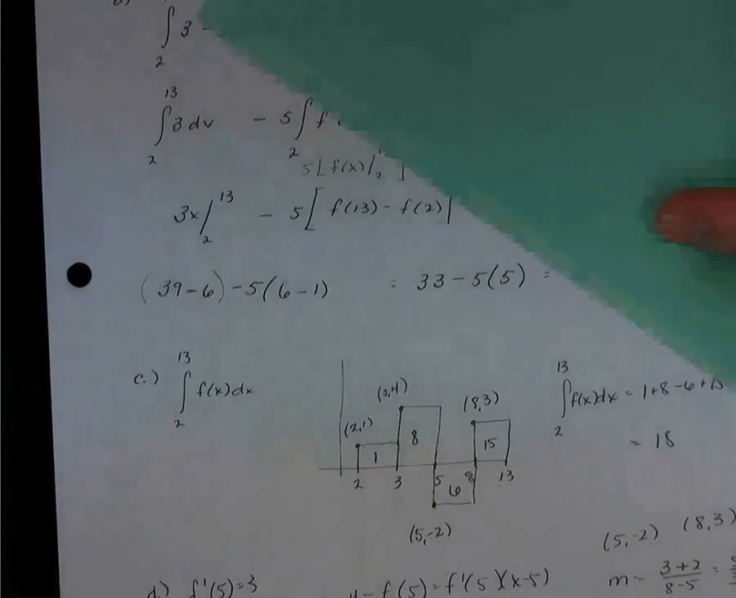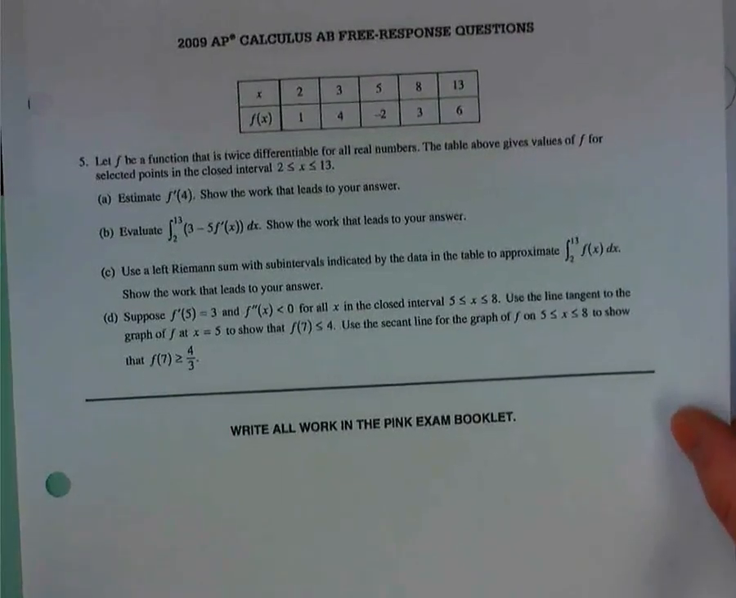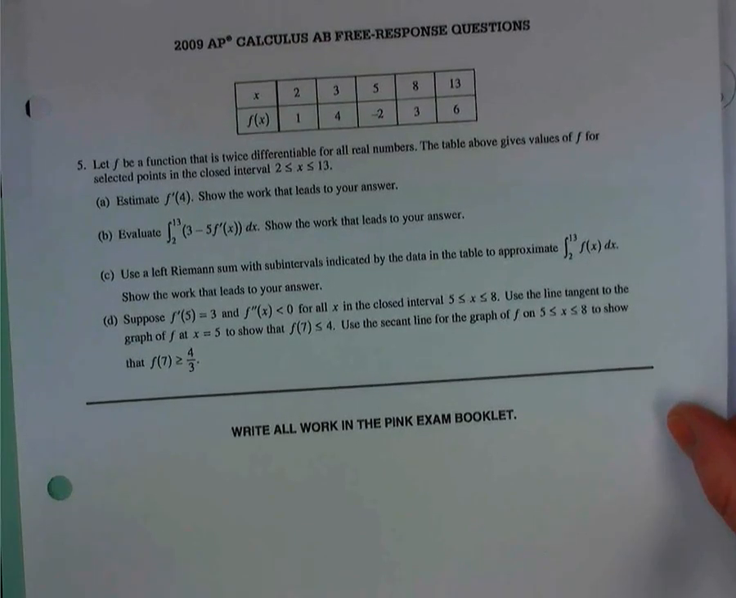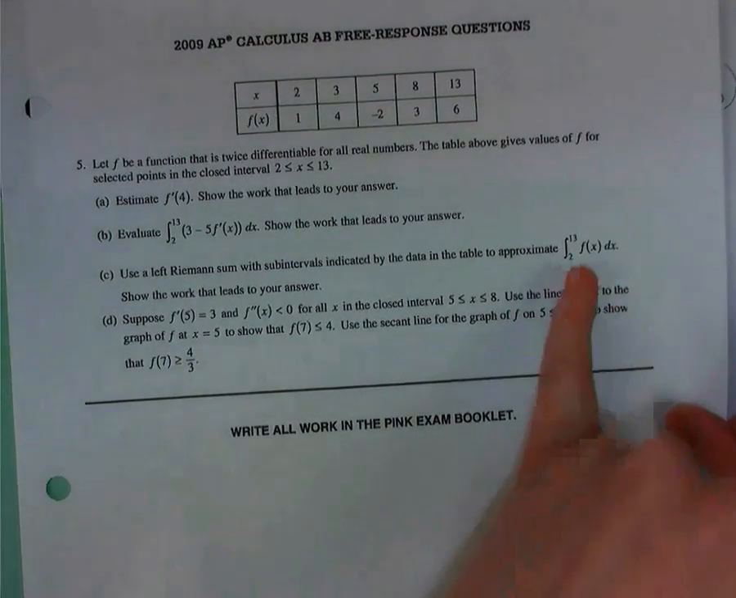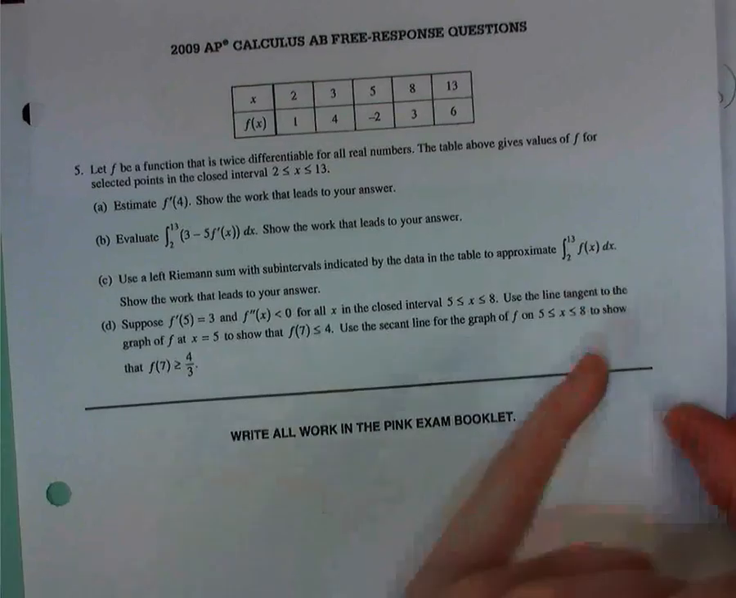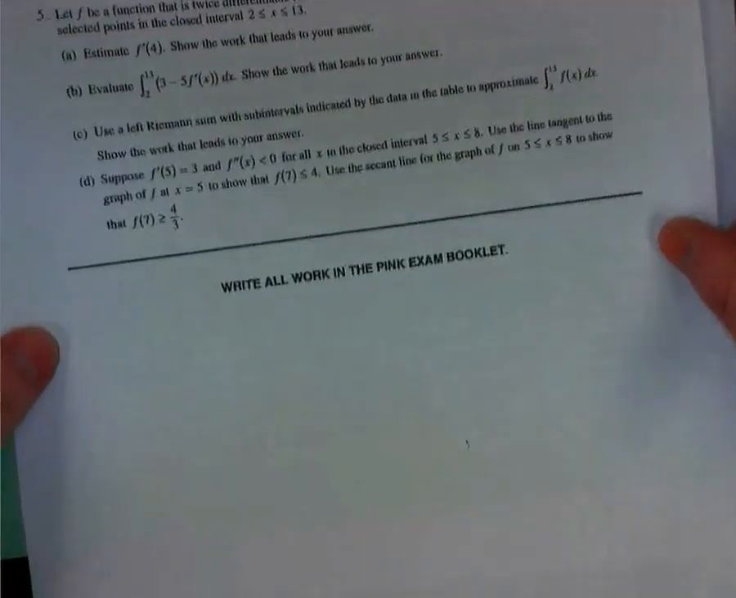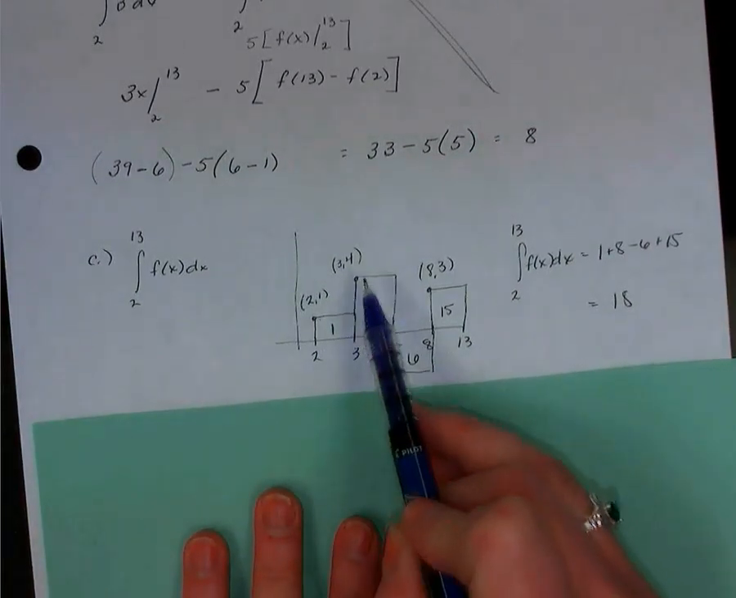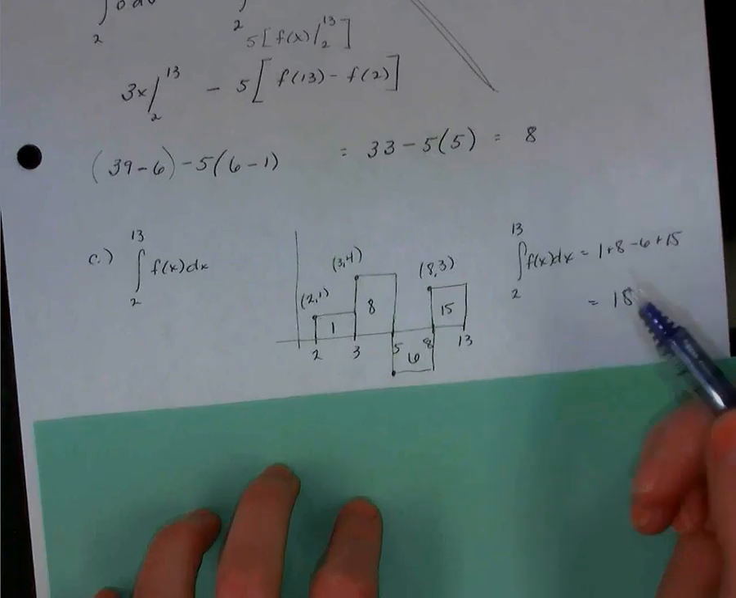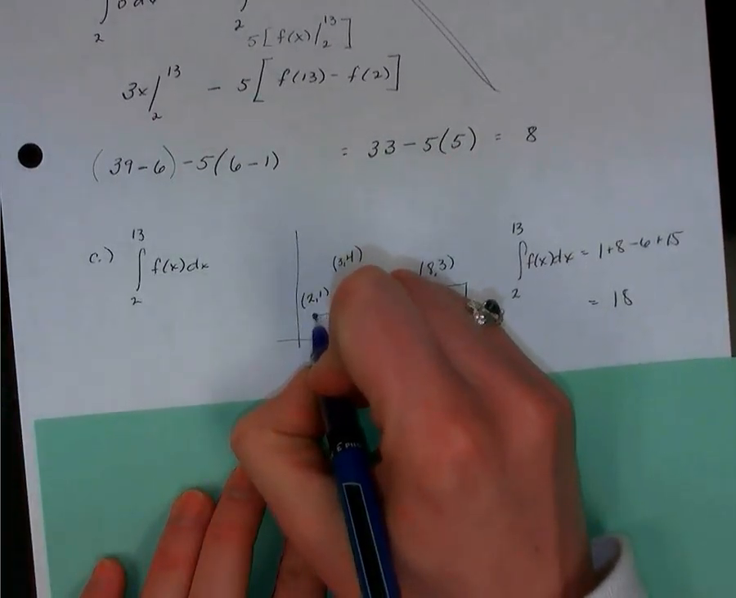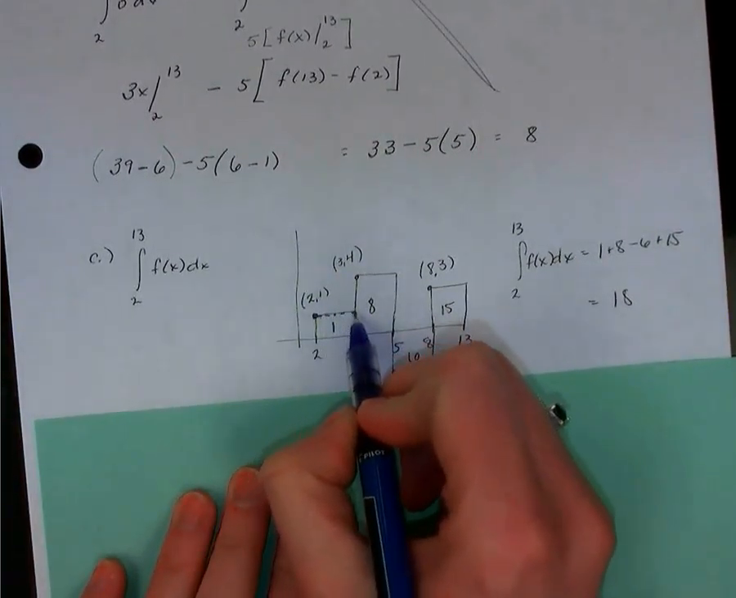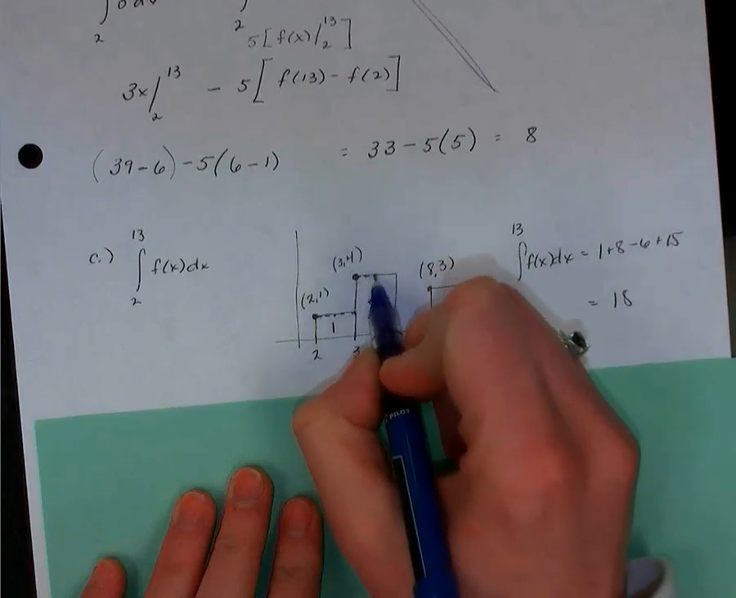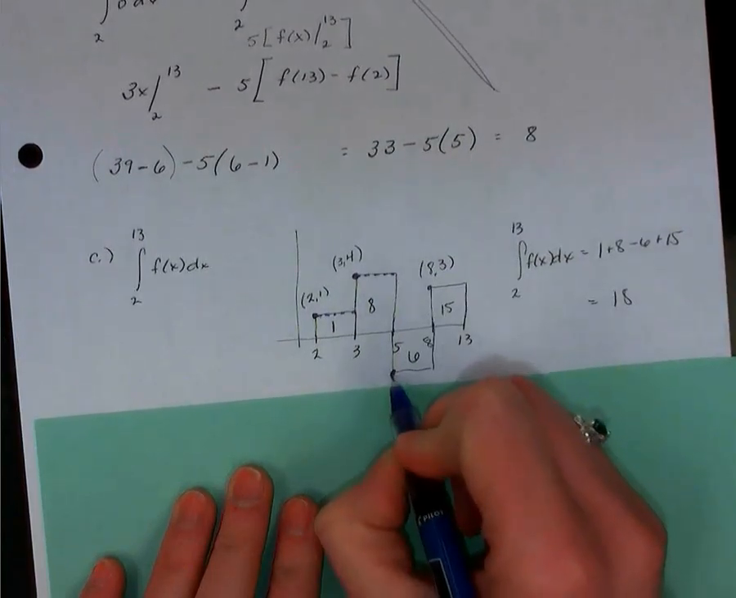Not too bad, okay? Part C, use a left Riemann sum with the intervals indicated by the data to approximate this. So here we go. I'm using Riemann sums. I like a graph. I want to plot this and take a look at things. So I plotted out the points that were given to me. Left Riemann sums means I'm starting on the left side of the rectangle, and that's where I get the height from. I'm getting it from the left side.